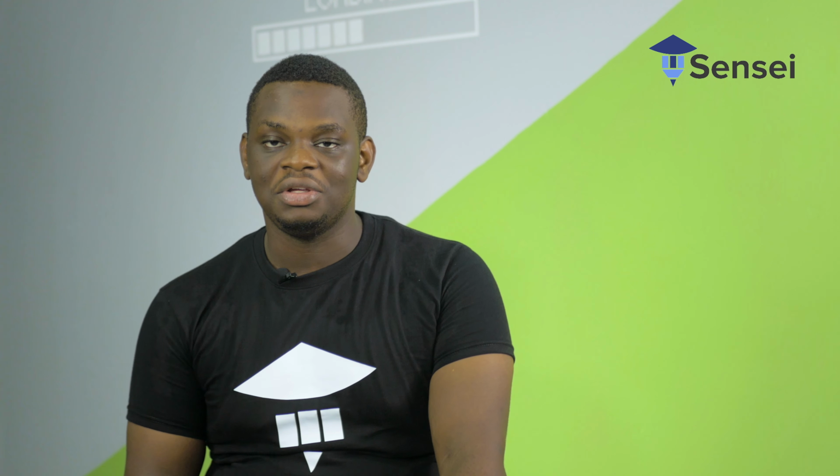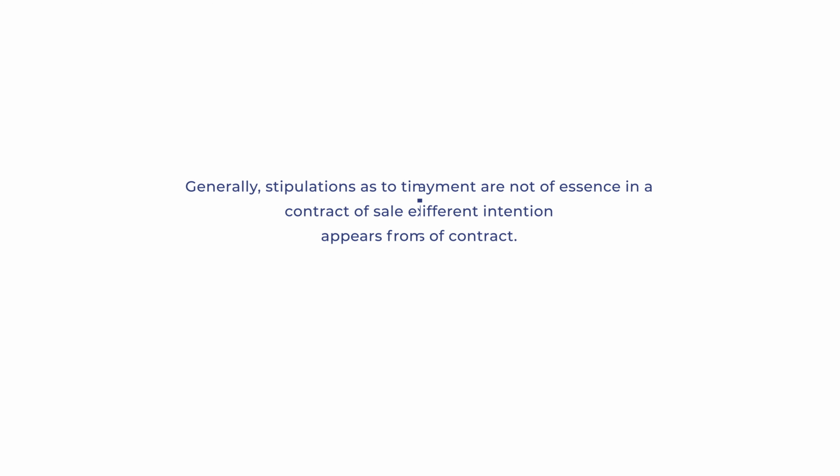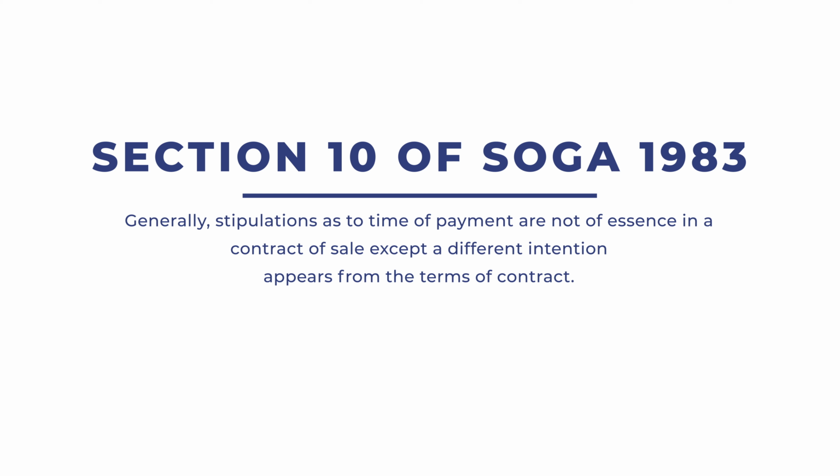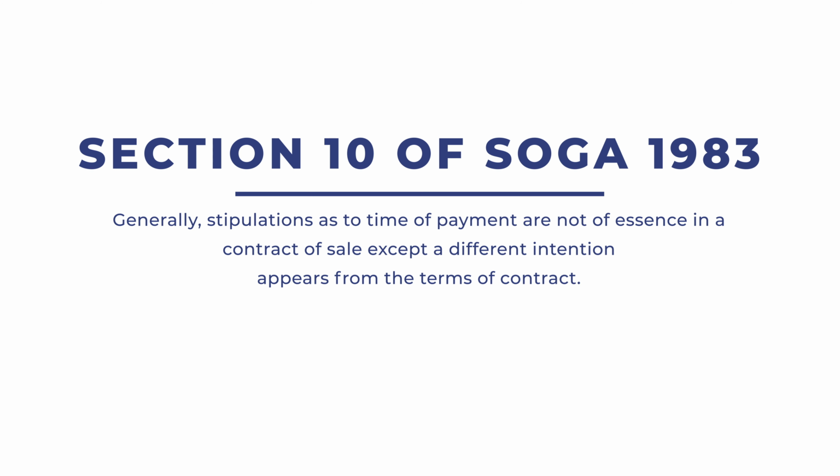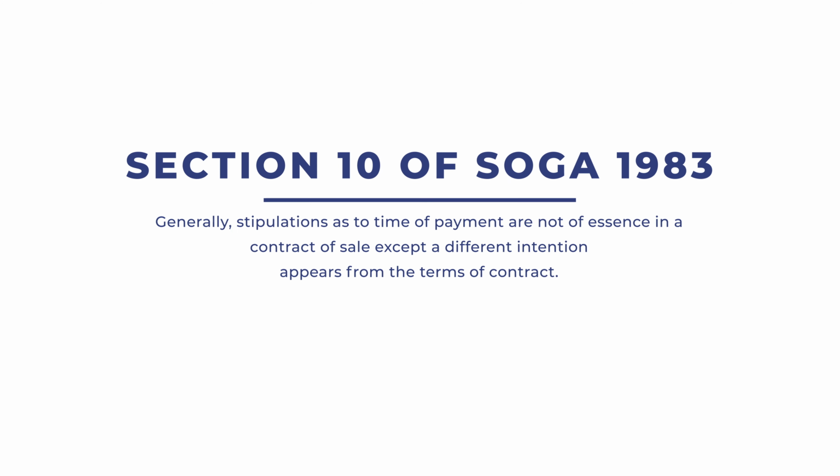Section 10 of the Sale of Goods Act of 1893, stipulations as to time. It says that generally stipulations as to time are not of essence in a contract of sale. But this is when it pertains to payment, I believe. Except a different intention appears from the terms of the contract. It gives a general proviso, but then goes on to say that this could also change depending on the intention of the parties.